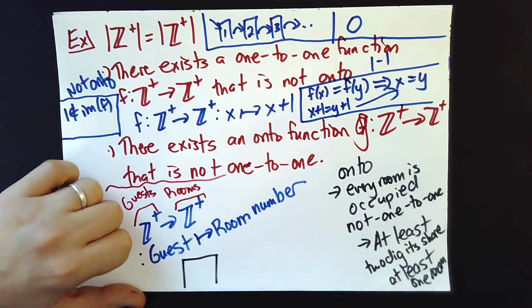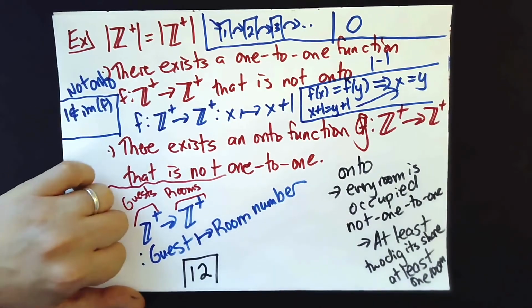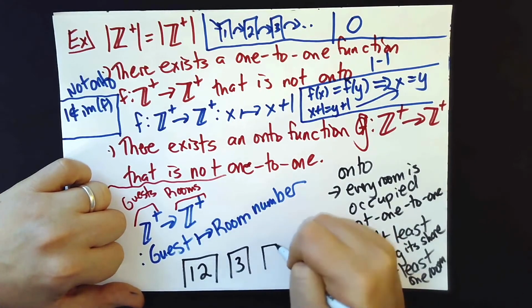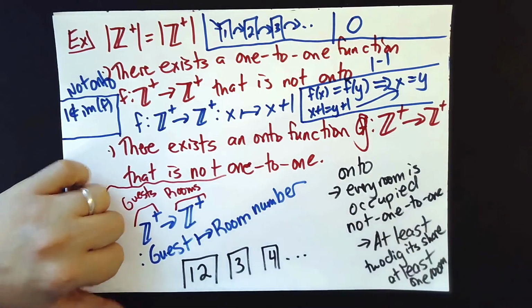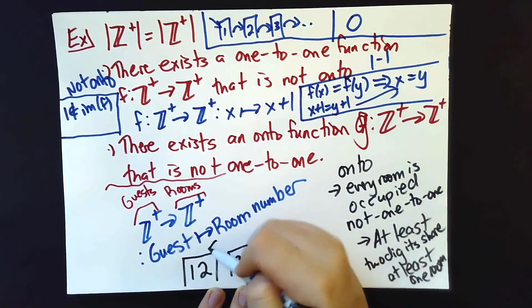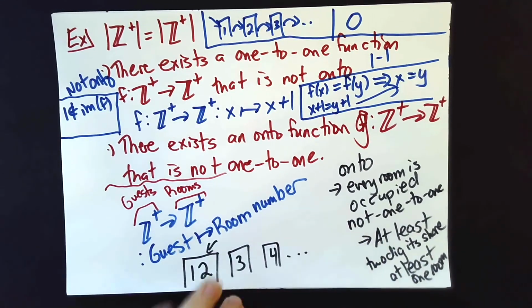Namely, let's just say room 1 actually contains 1 and 2, and then room 2 contains 3, room 3 contains 4, and so on down the line forever. Every room is full, but this room has 2 people in it, not 1.